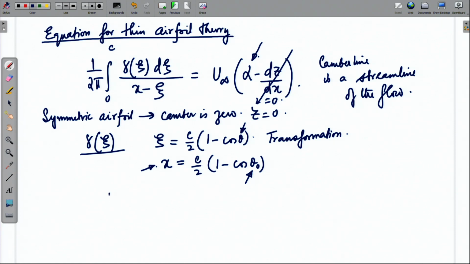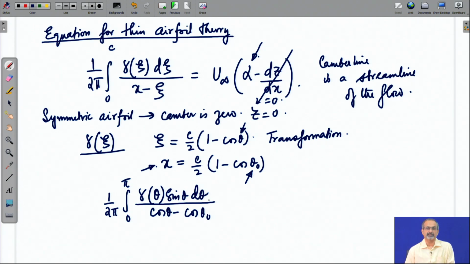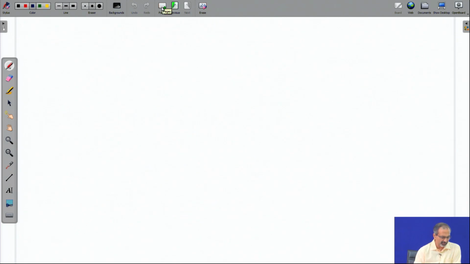So, if you apply this transformation, the limits of integration change to 0 to pi instead of 0 to c. Gamma xi basically becomes gamma theta sin theta d theta by cos theta minus cos theta naught. This is how the expression looks now, and on the other side, of course, it will be u infinity alpha. Now, there is a bit of trigonometry, application of identities, etc., by means of which the solution is obtained.